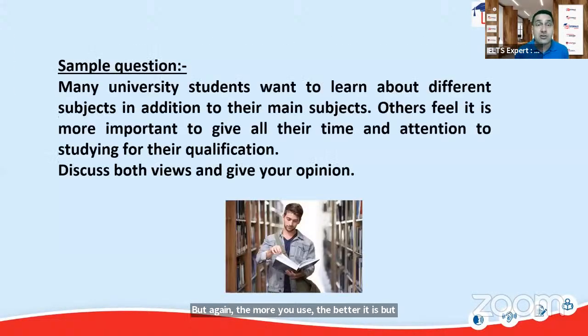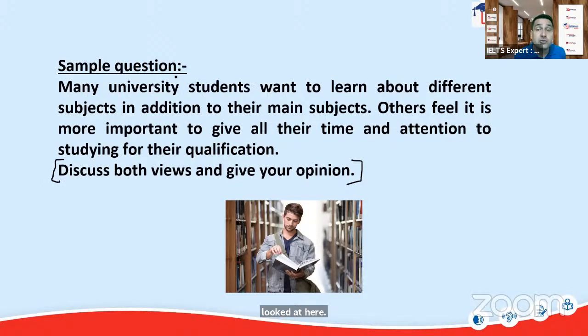Now we are going to have a look at today's topic. This would be the sample question, then we would be looking at a sample answer. Many university students want to learn about different subjects in addition to their main subjects. Others feel it is more important to give all their time and attention to studying for their qualification. Discuss both views and give your opinion. So as you can see, that is the key sentence, like in all the essay types we looked at. Here it is: discuss both views and give your opinion.